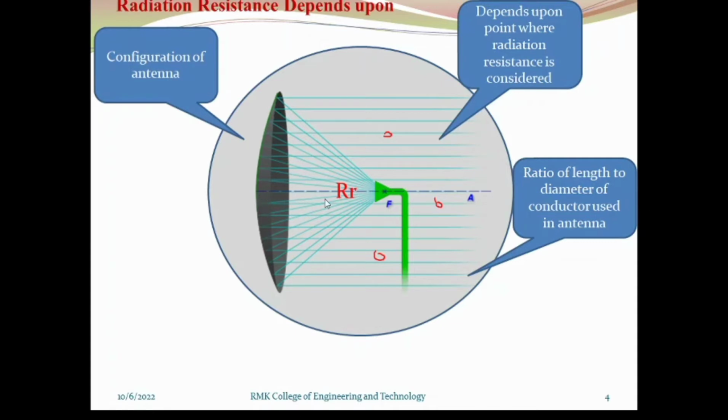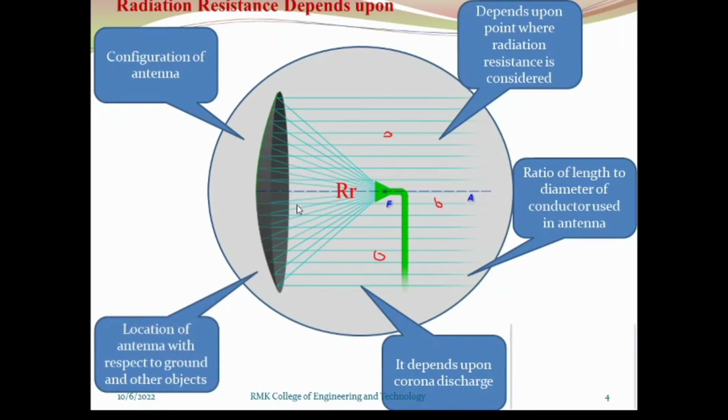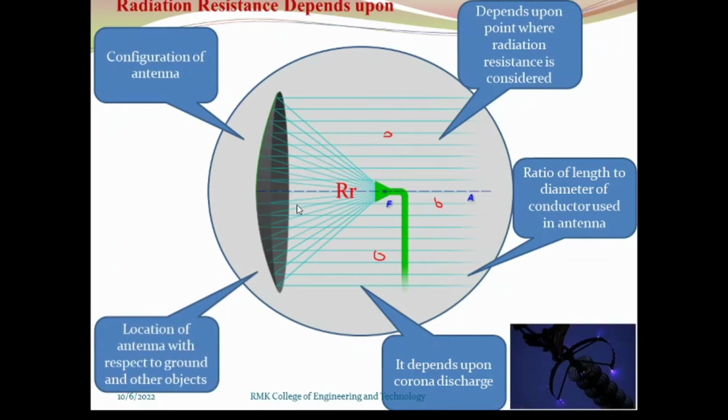So this is, for example, a parabolic reflector, this is the length of the feeder, and this is the diameter. So this ratio will also affect this RR value. Suppose if it is not properly fixed, this will affect. And it depends upon the corona discharge. Another thing is the location of the antenna with respect to ground and other objects. So all these factors affect the radiation resistance. Due to these factors, the RR value will change, right?